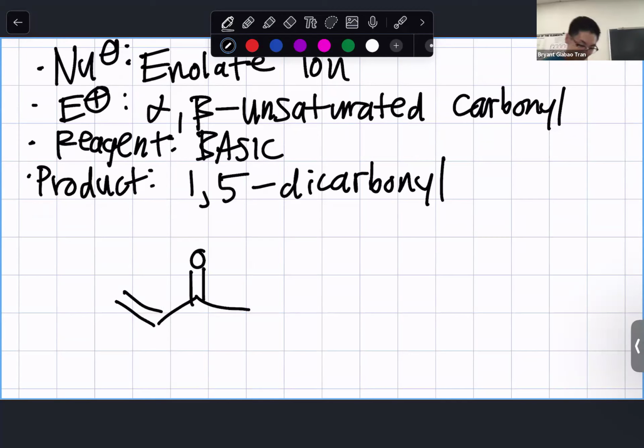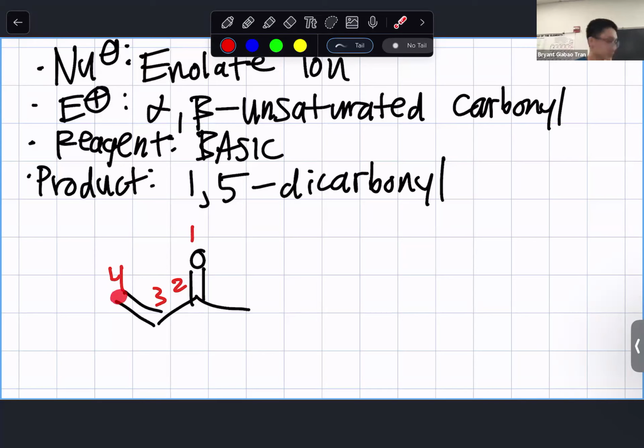Okay, I'm gonna number these atoms 1, 2, 3, 4. Do you guys know which atom is gonna be the most electrophilic atom here? Which atom gets attacked by a nucleophile, like an enolate ion, for example? It looks like the carbonyl carbon, because we're used to seeing the carbonyl carbon always being attacked, right? But in this case, the most electrophilic atom is that beta carbon right there.